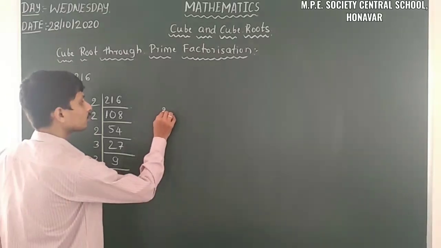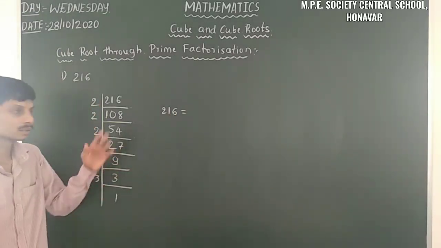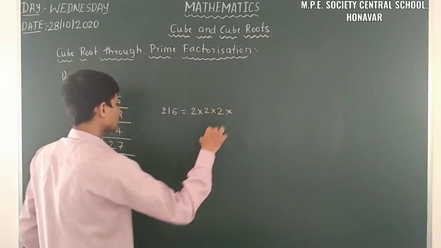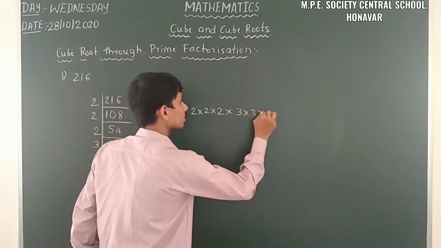Then we have to write it in the form of multiplication of all these factors. Here 2 into 2 into 2 into 3 into 3 into 3.